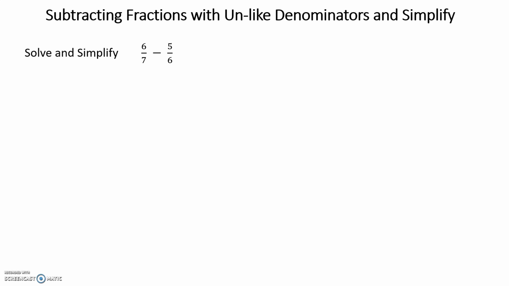Okay, so now we're going to subtract fractions with unlike denominators and simplify. First, we're going to write the problem. So I have 6/7 minus 5/6.